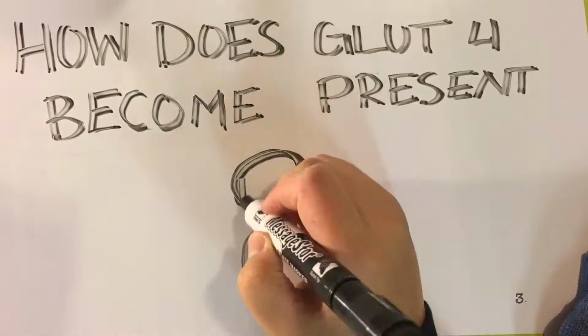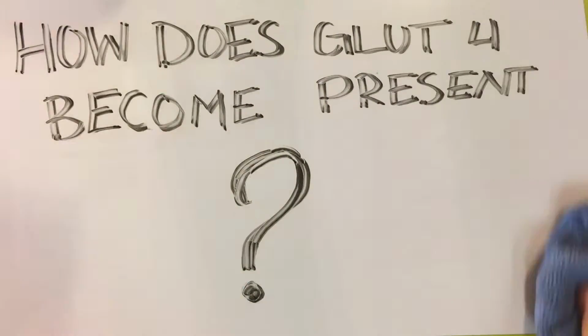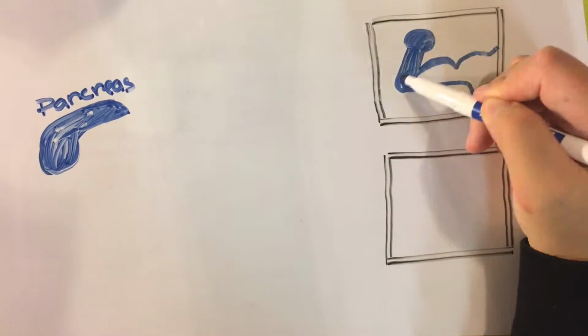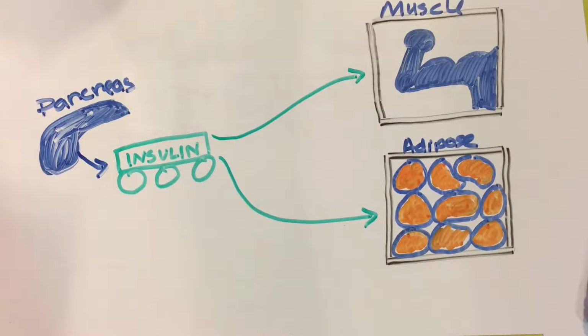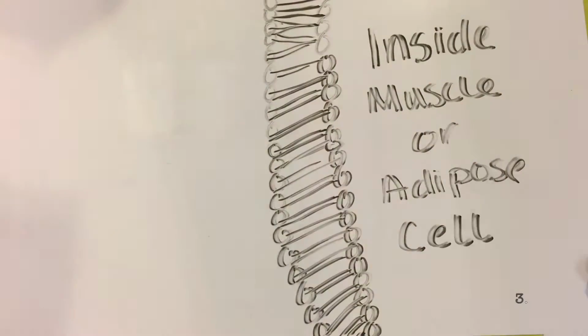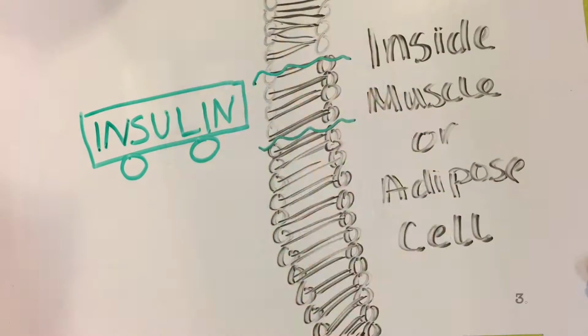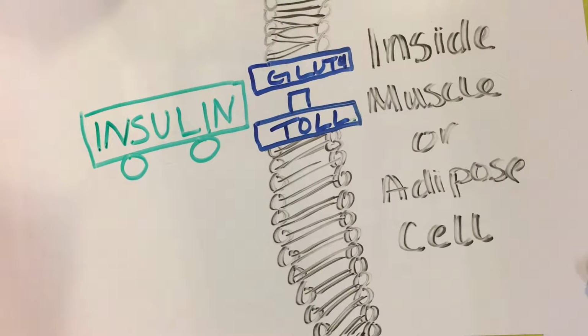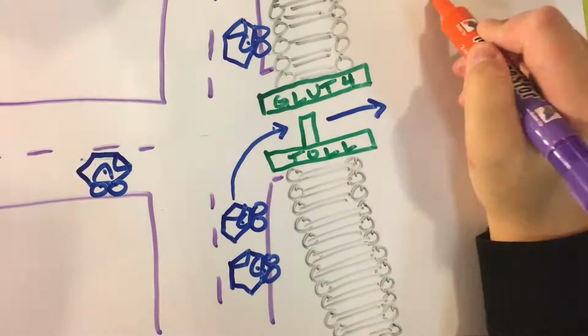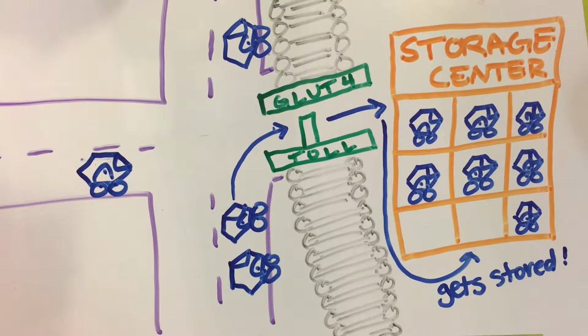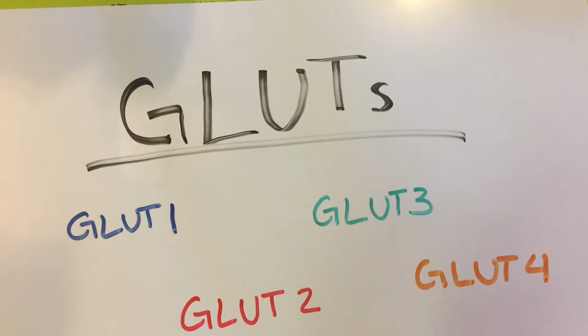So then, how does the GLUT4 become present, you might ask? Well, the pancreas is able to send out insulin from the pancreatic cells to the muscle and fat cells. We'll call the insulin carts from here on out. And once the insulin carts reach the fat and muscle cells, they'll quickly cause the building of the GLUT4 tunnels. Once the trucks go through the GLUT4 tunnel, they become stored at the glucose storage center until they are needed at a later time. And with that covers all the 4 major GLUTs.